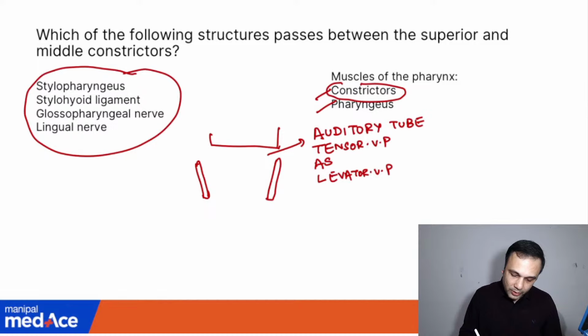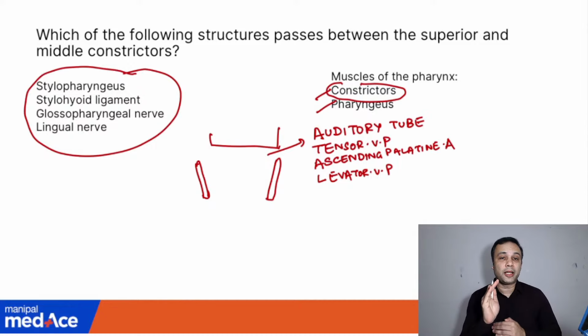And you have the one artery, that is the ascending palatine artery. So these are the structures that pass between the skull base and the superior constrictor muscle. Now let's come to the next important thing.